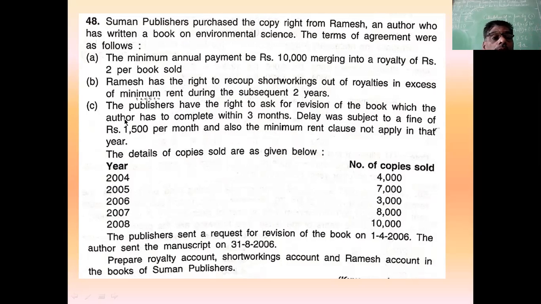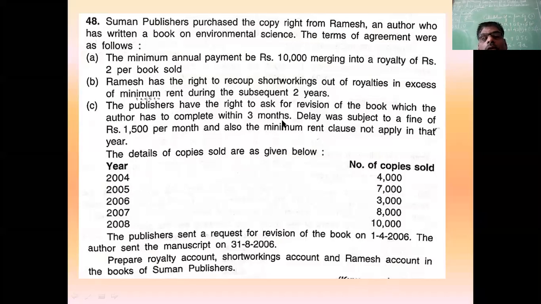One more condition is here. The publisher has the right to ask for revision of the book. That means, frequently or after publication, the author has to revise the book according to the requirements of the readers, and the publisher has to reprint the book. This is the agreement between the lessor and lessee, and the author has to complete the book within 3 months.